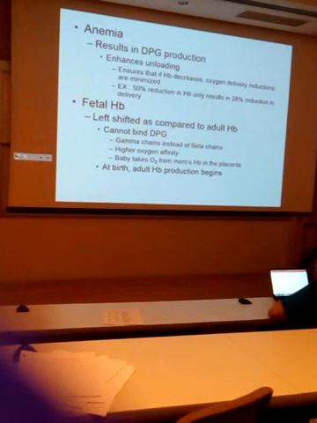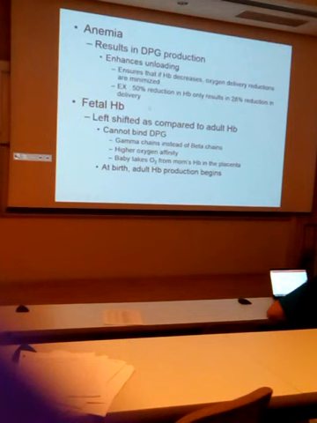And it ensures that if hemoglobin decreases, oxygen delivery reductions are minimized. Because even though you've got less hemoglobin, the hemoglobin that you do have will more readily release its oxygen to the tissues. So a 50% reduction in hemoglobin only results in a 28% reduction in delivery due to this mechanism. Fetal hemoglobin is left shifted. What does that mean with respect to hemoglobin? They hold it. Right. Yeah.